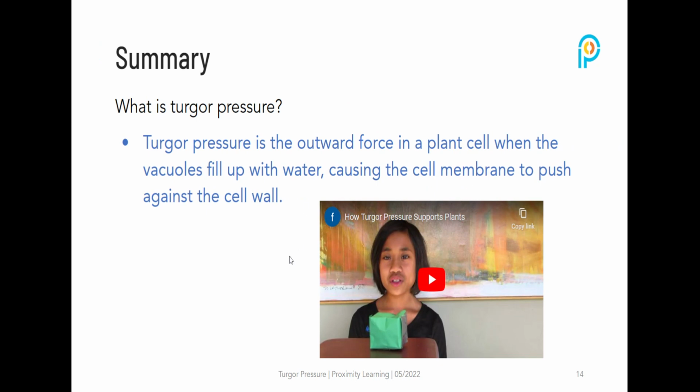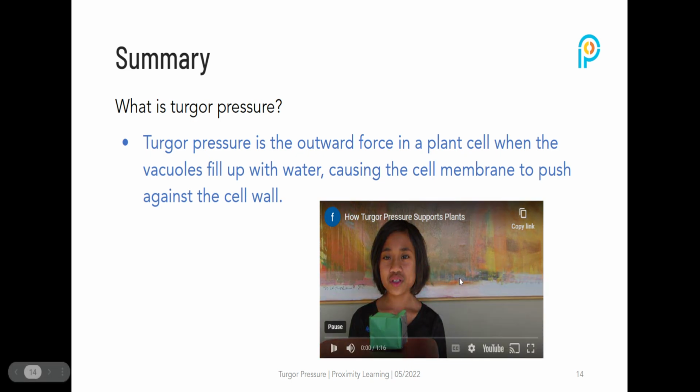So in summary, our question, what is turgor pressure? Well, turgor pressure is the outward force in a plant cell when the vacuoles fill up with water, causing the cell membrane to push against the cell wall. And we're going to summarize it all with this video.